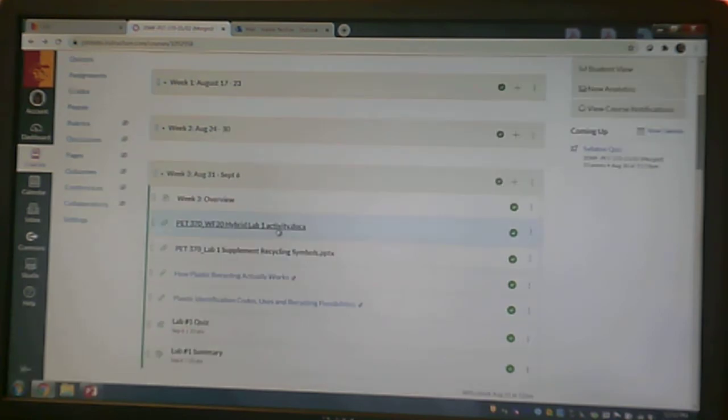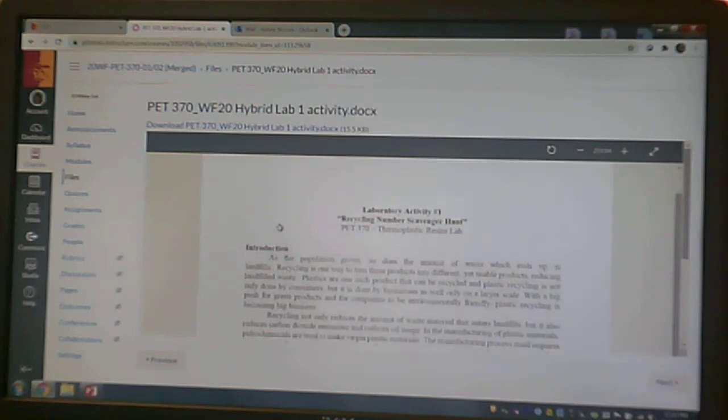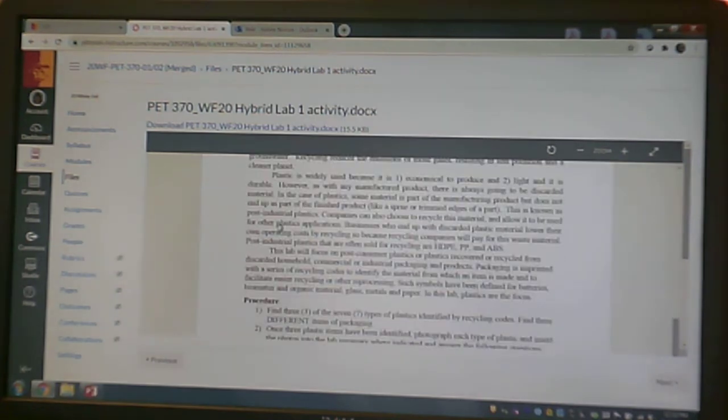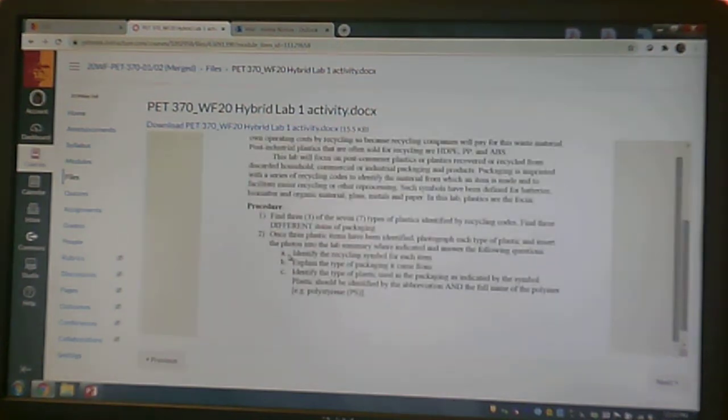In the module, you have your lab activity. So this explains why recycling is important, the different types of recycling, so post-consumer versus post-industrial, and then it gives you the procedure that you'll need to follow for your lab. You're going to find 3 of 7 types of plastics identified by recycling codes, and these need to be 3 different types of packaging. In other words, 3 different symbols. And once you've found those, take a picture and insert those into your lab summary and then answer the questions.